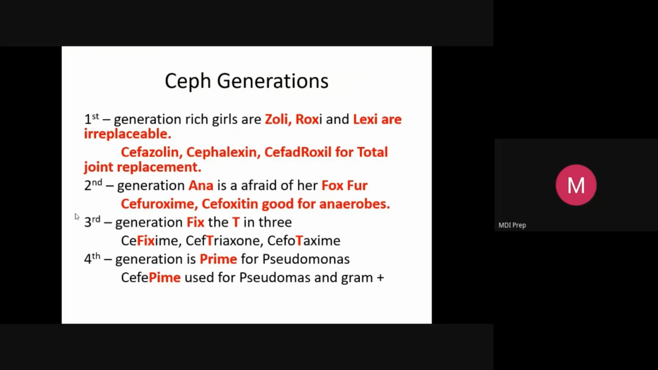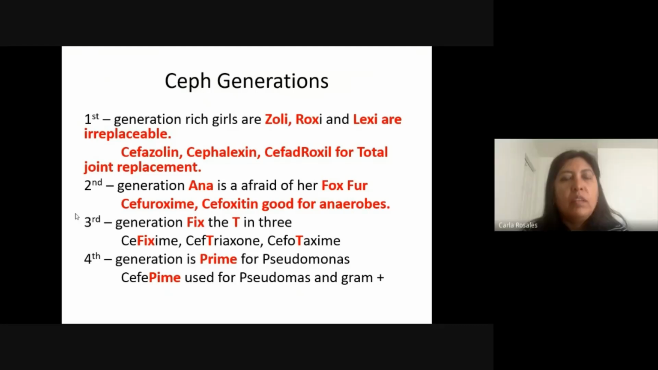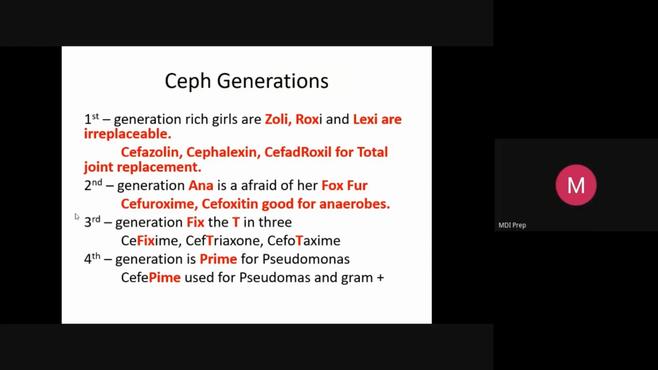They used to only have 2 generations, but now they have at least 5 or 6 different generations. And when I say generations, each generation, the cephalosporin gets stronger. Does that make sense? Yes. That's the reason there are 4 now, I say. So every time you have a new generation, it has more coverage. It can cover more things.